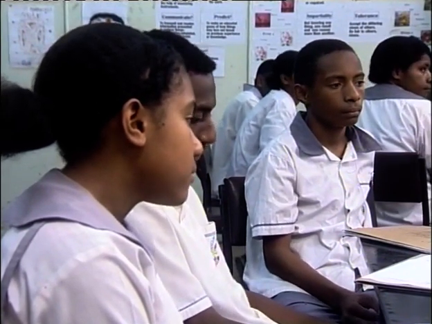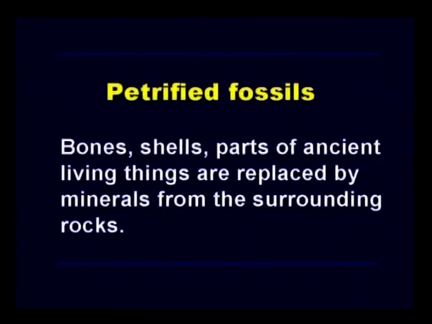Now fossils, there are 4 different types of fossils. We have one which forms as petrified fossils, and these are bones, shells, or parts of ancient living things from many years ago that are replaced by minerals from the surrounding rocks. Have the copy quickly.